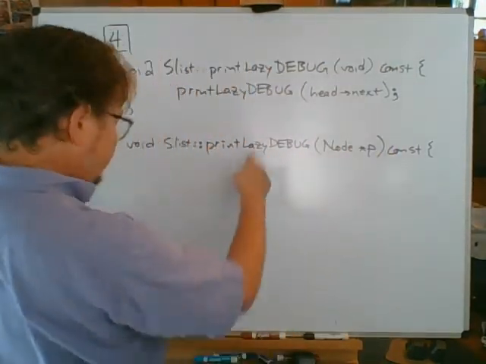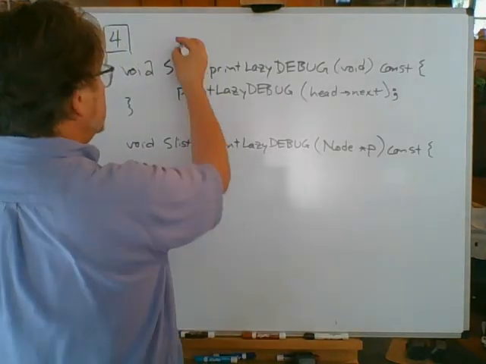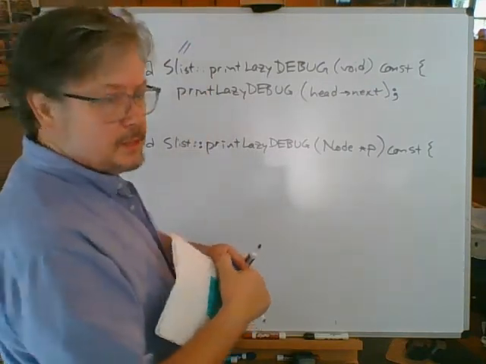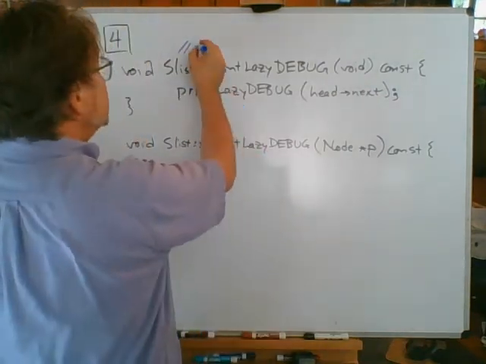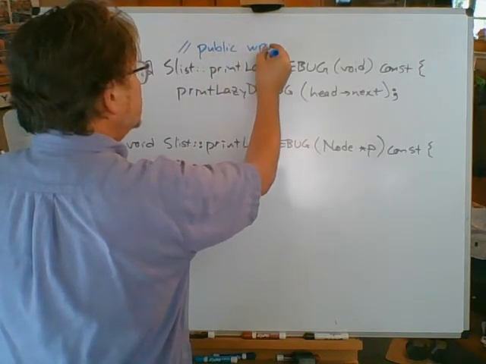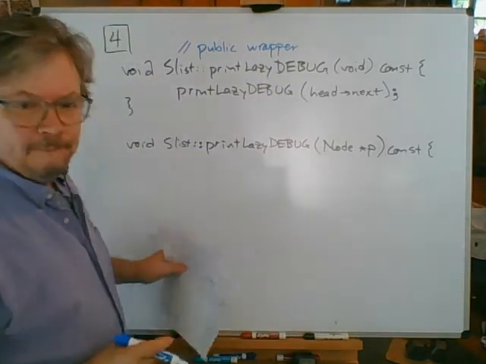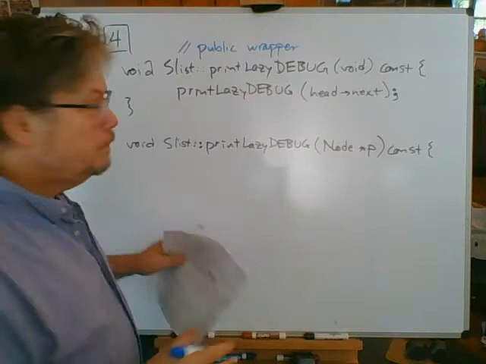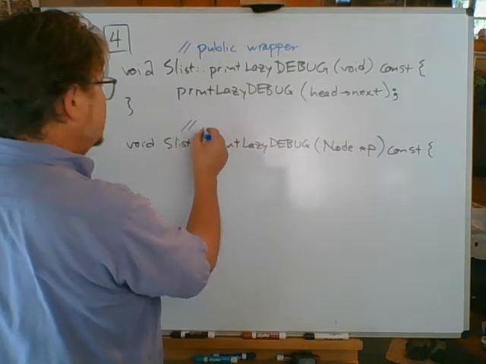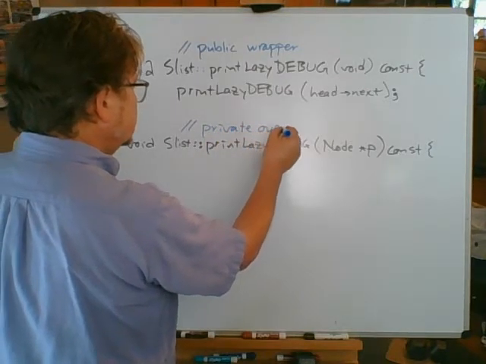And before I even finish out this function, I'm going to put a couple of comments here that I'll talk about later. This is like mental notes for the me of the future, a few minutes into this video. This is a public, P-U-B-L-I-C, wrapper, W-R-A-P-P-E-R. That's actually what it's called. Sounds ludicrous, I know. But this is called a public wrapper function. This is called a private overload.